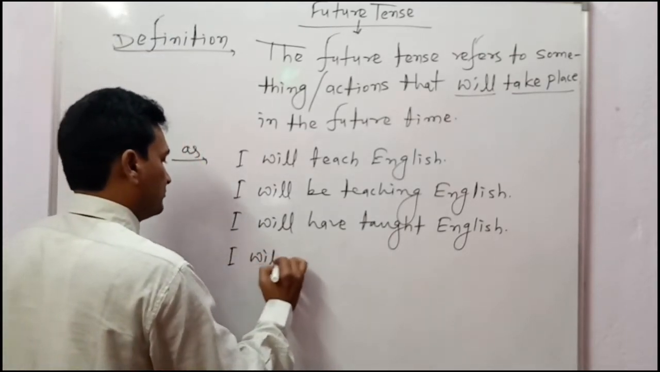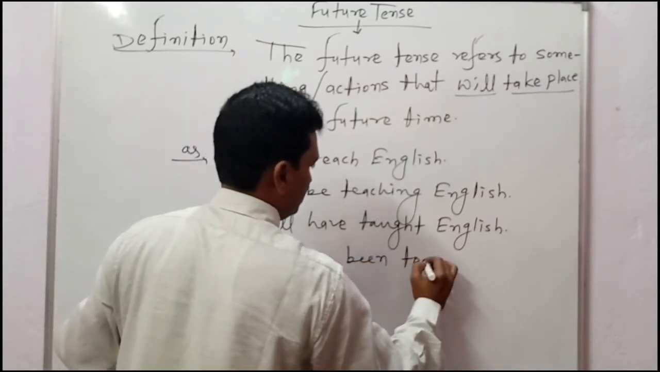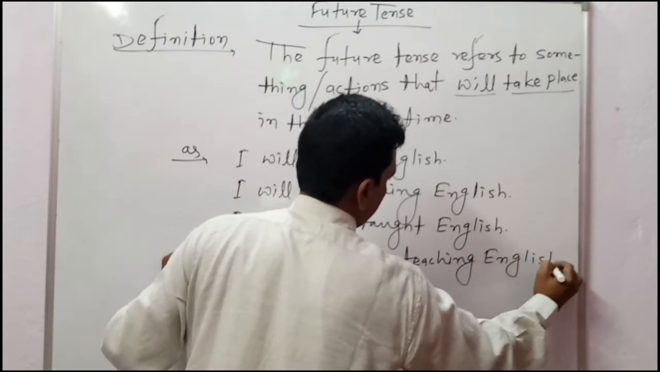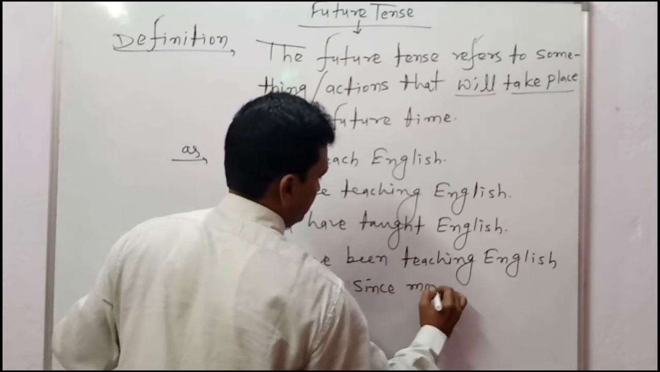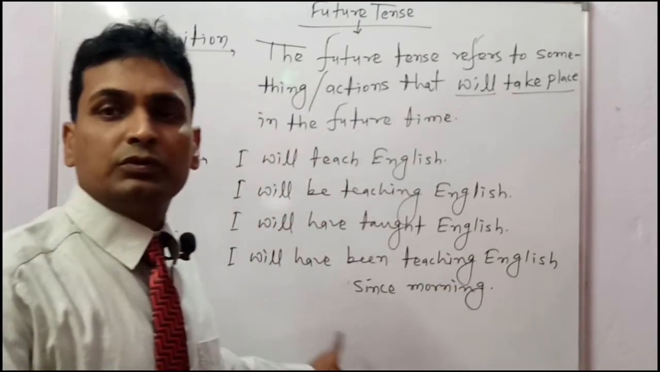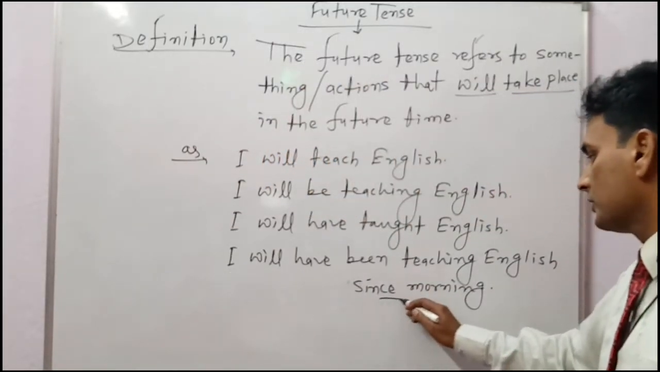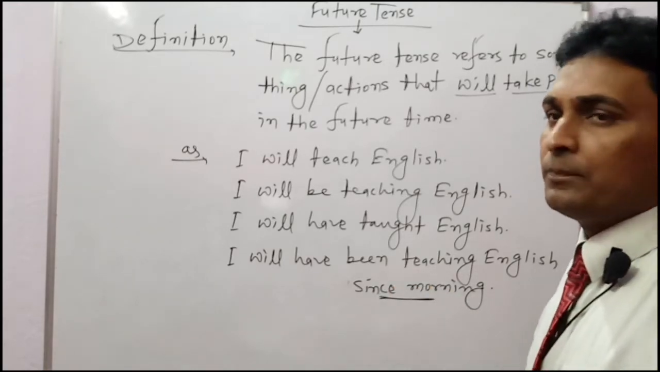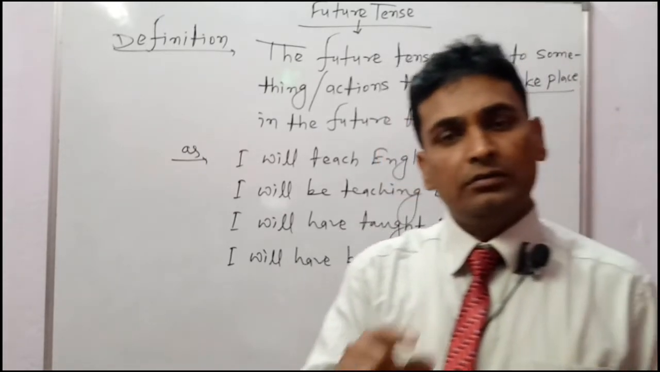And I will have been teaching English since morning. So the last example is the example of future perfect continuous tense, as the last example is having what? The last example is having a time denoting word, right? So now let's learn all the four kinds of future tense, one by one.